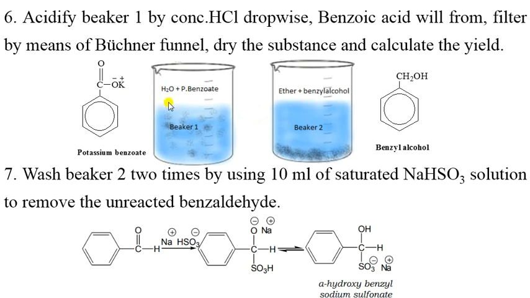Now to this beaker, drop by drop, add 1 ml of concentrated HCl. By this addition, potassium benzoate will convert to benzoic acid. Then filter our white precipitate by using a Buchner funnel. Wash with excess water, then dry and calculate the yield of benzoic acid.